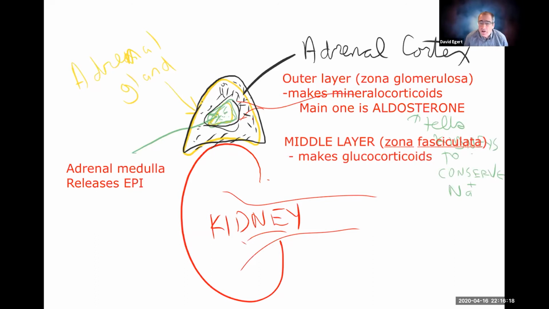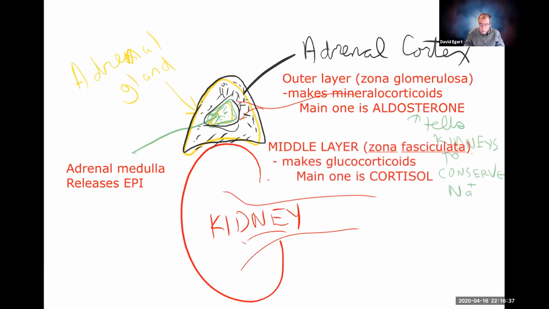Gluco meaning sugar. The name comes from the fact that they help mobilize energy, kind of have glucose available. The main one here is called cortisol. Cortisol is also known as hydrocortisone. It's worth talking about cortisol just for a few moments. Cortisol, this is what we call a stress hormone.